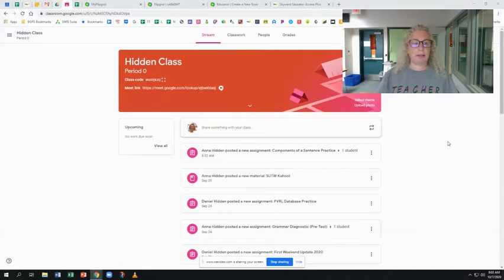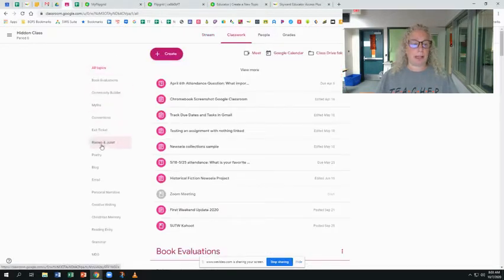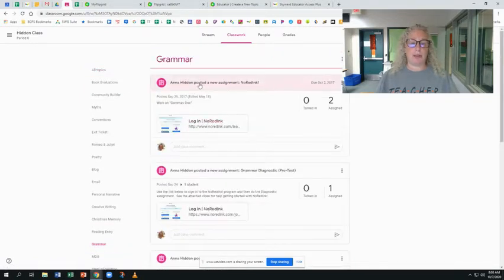So we're going to talk about how to use NoRedInk a little bit more, specifically doing the practice that is in Google Classroom. When you go to Google Classroom, it'll be right near the top of your stream somewhere. But if it's not, of course, go to the Classwork tab at the top. Over on the left, find Grammar, and you'll find your link there.